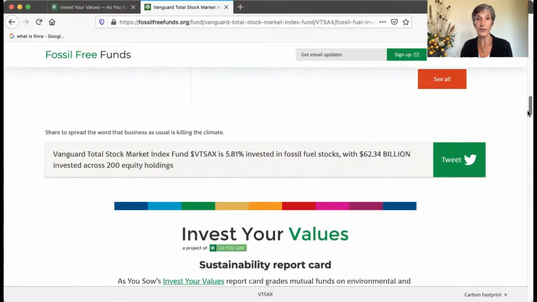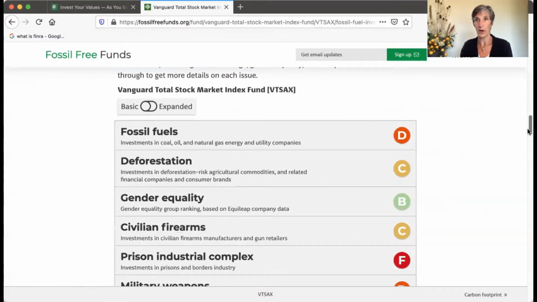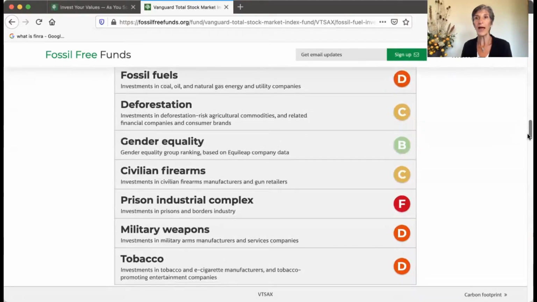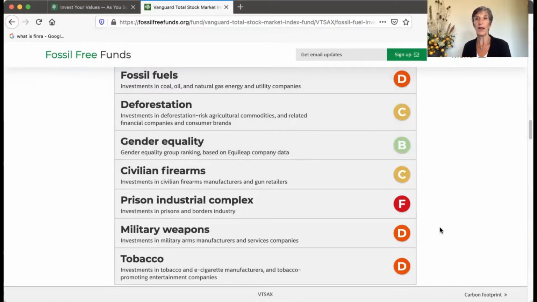If you continue to scroll down, what you will find, and I think this is a great part of this tool, is you will actually see how this fund is scored across all the other value lenses that As You Sow tracks. So it doesn't really matter which lens you enter. We could have entered on gender equality and we would have seen some different data there, but we could have also seen how a particular fund ranks across all of these. And we can see that this particular fund doesn't do great.